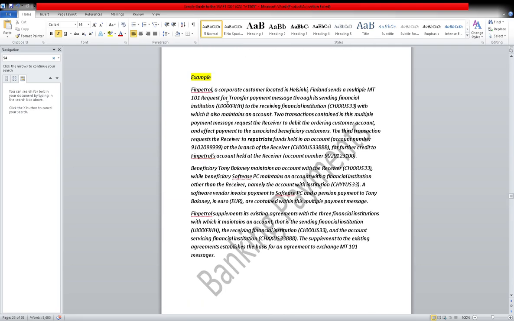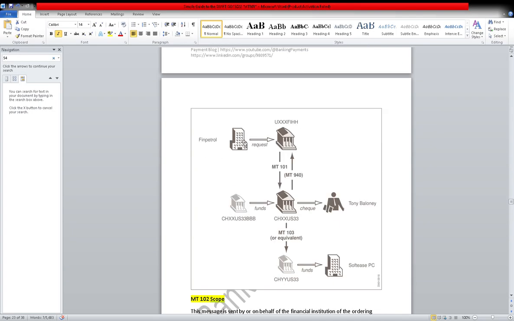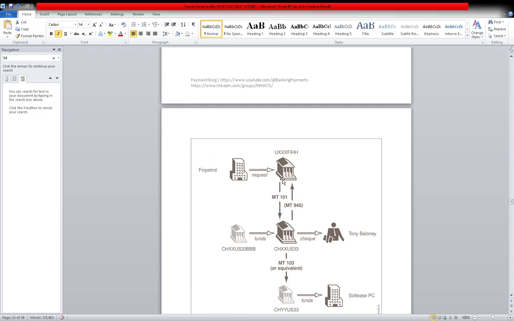Fine Petrol is a corporate customer. So this building is a corporate customer. Now try to understand this example. If somebody asks you to explain the MT101 flow, you explain in your own words. For example, you can replace Fine Petrol with Reliance Industries or Johnson and Johnson, because these names are very tough to remember.